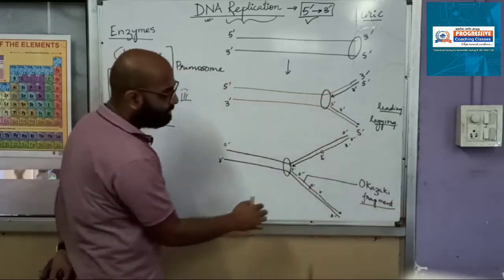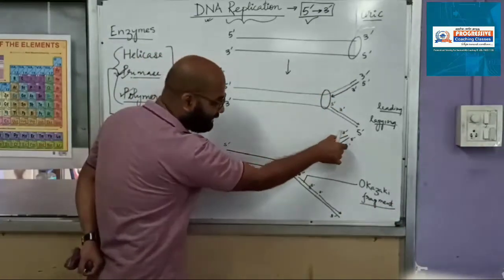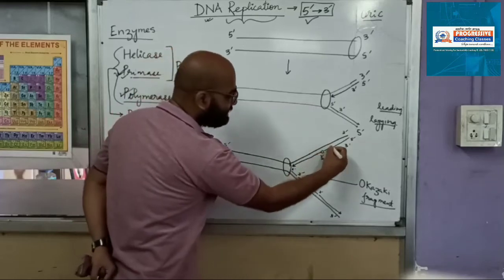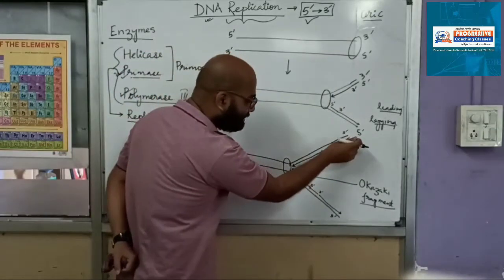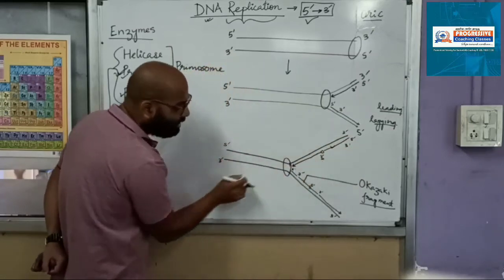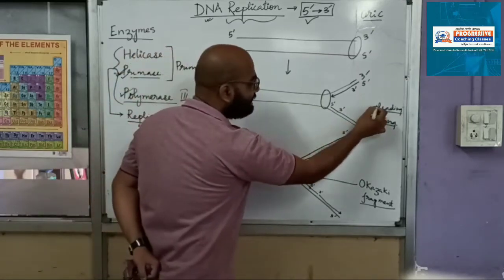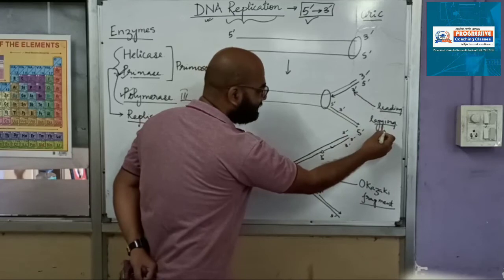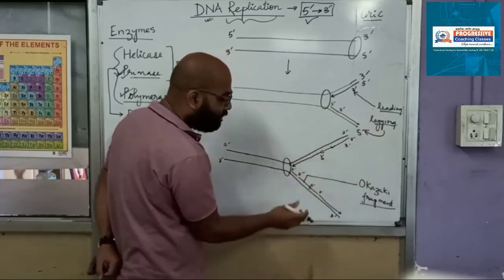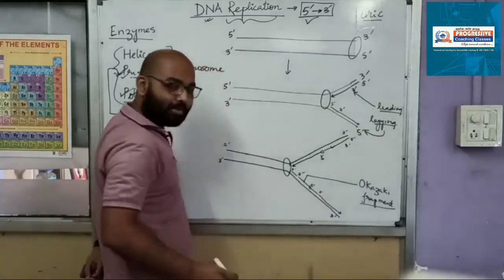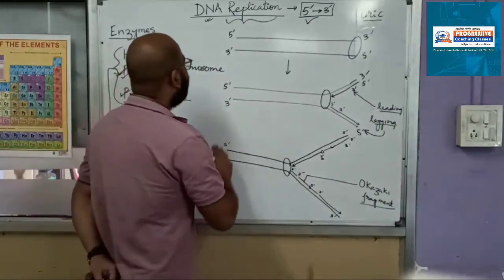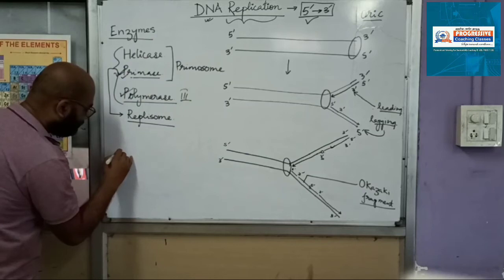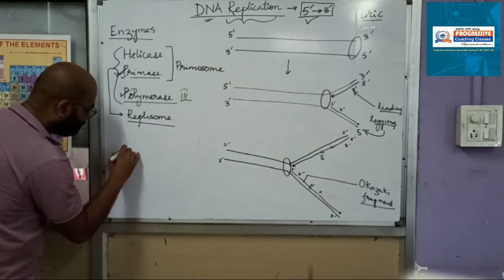So these Okazaki fragments are always shorter than the strand that is being synthesized in the leading strand. So this one where replication is continuously occurring, we call the leading strand, and this one becomes the lagging strand where Okazaki fragments come into play. Another very important point is that DNA replication is semi-discontinuous.